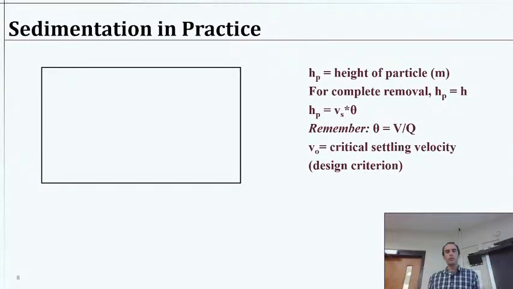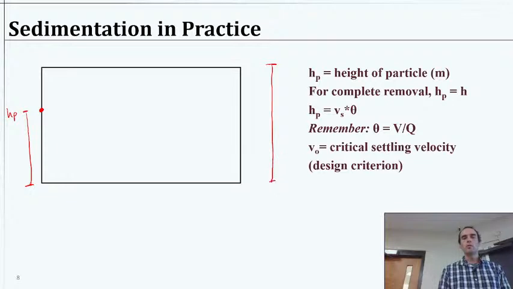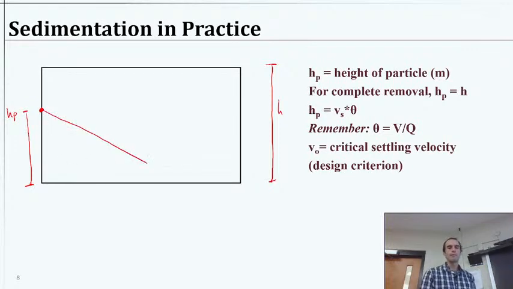Okay, so let's focus in on that a bit. If we have some particle, we'll put a particle here for the moment. We can say we've got some height to that particle. We also have some height of the chamber as a total. And as we think about which particles we need to remove, maybe this guy is going like this, reaches the bottom. Again, this is a cross-sectional view.